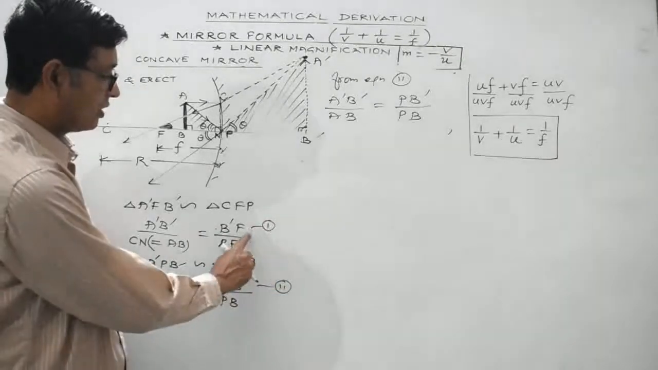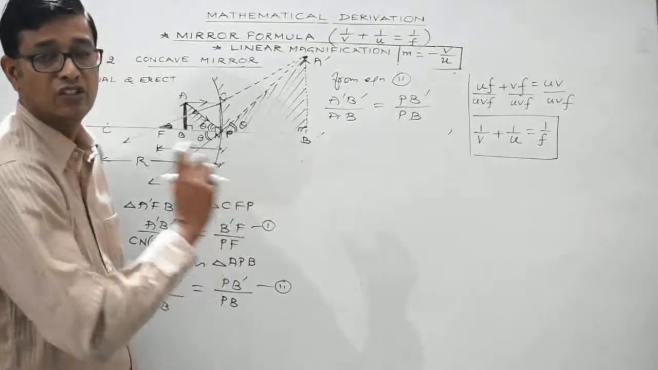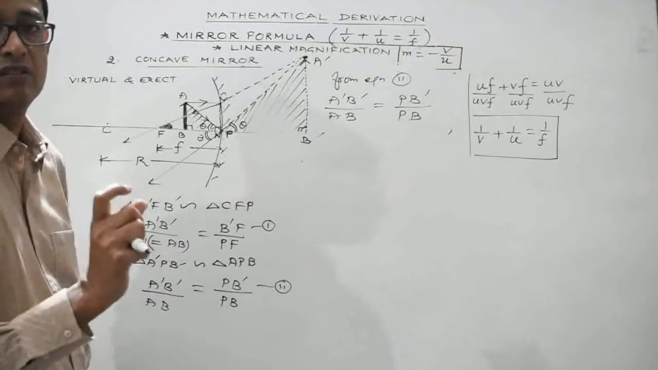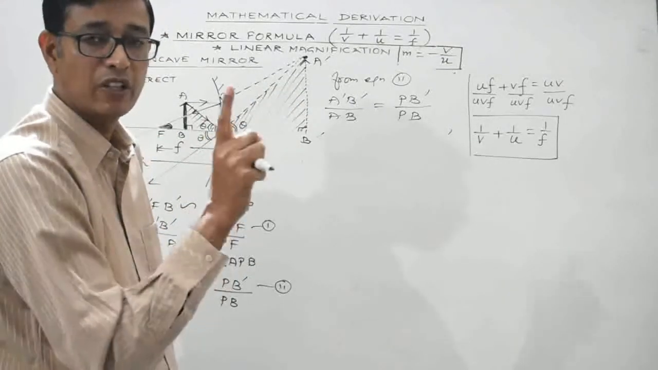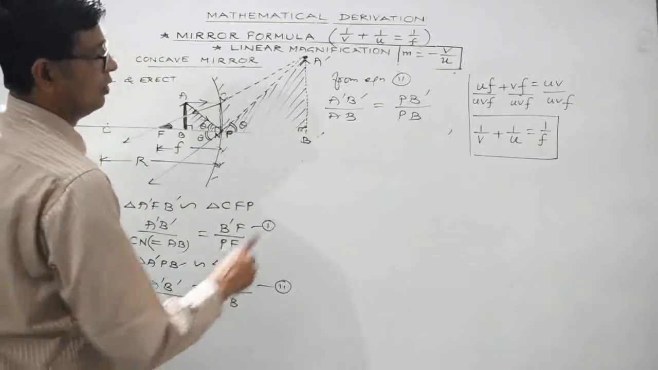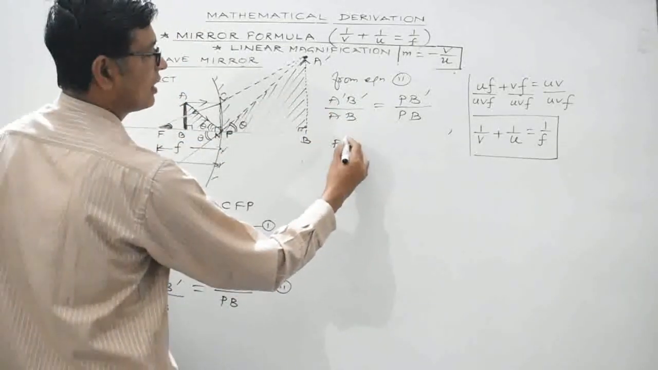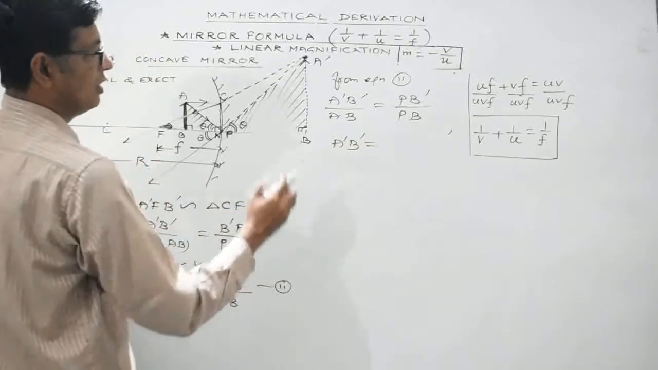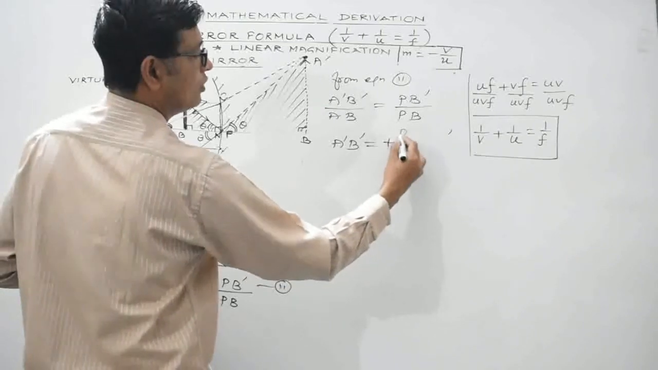In case we had considered equation 1, this term would have had to be changed, right? Each term should have a starting letter P. All the distances have been measured from the pole. So, A dash B dash. Let's make use of the sign convention directly. A dash B dash, this is the size of the image and it's erect. So it is plus H2.